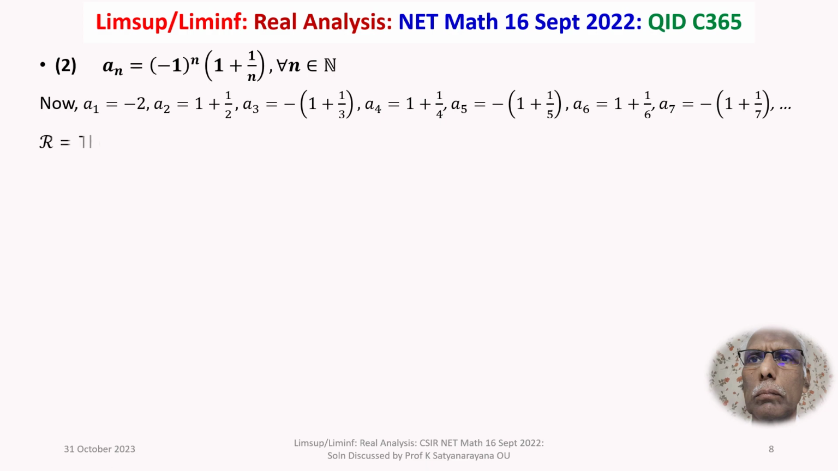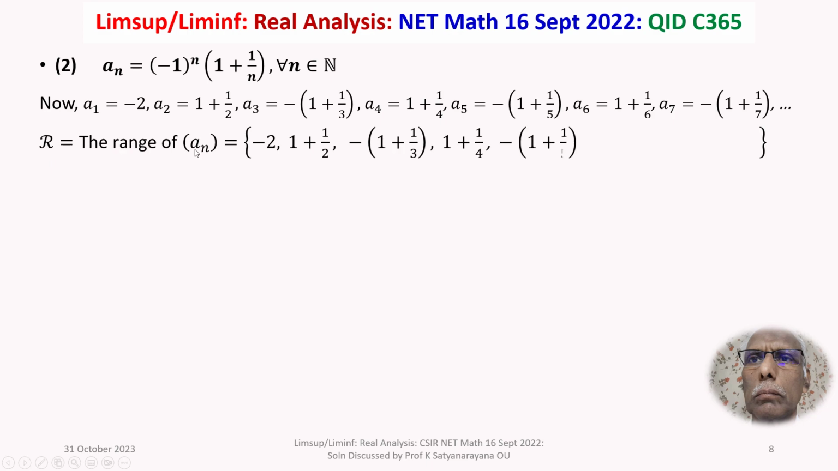Now write down script R, the range of the sequence a_n. The range means the set of all the terms. So the set of all the terms we have written: A1, A2, A3, A7, etc. Now in this I will separate the negative terms and write.